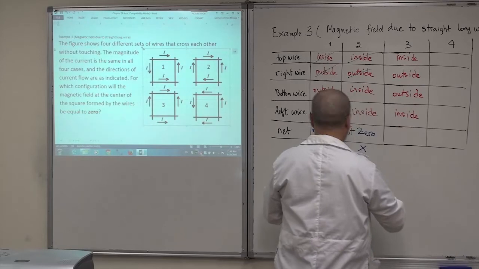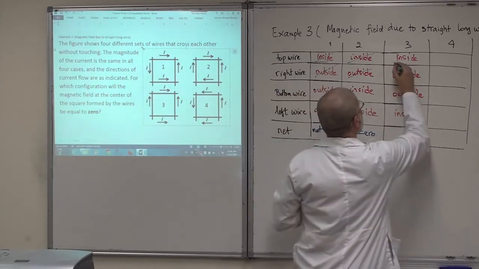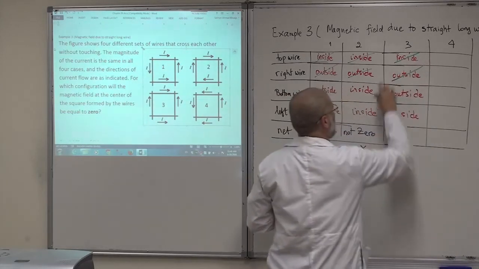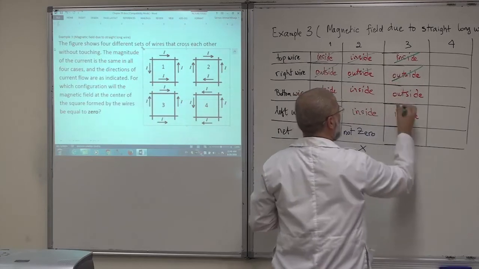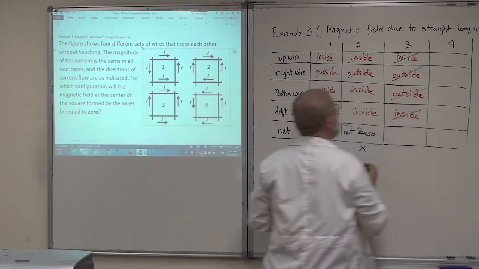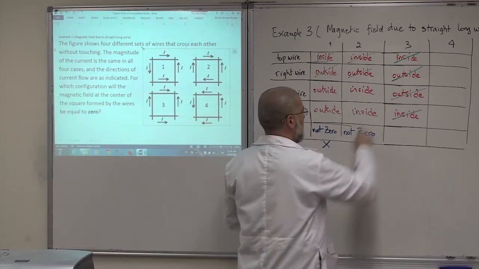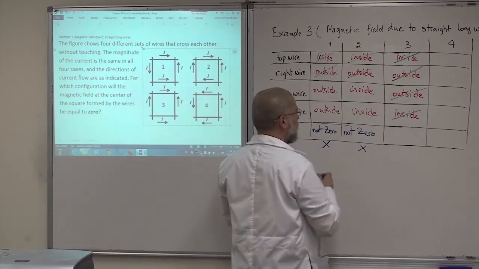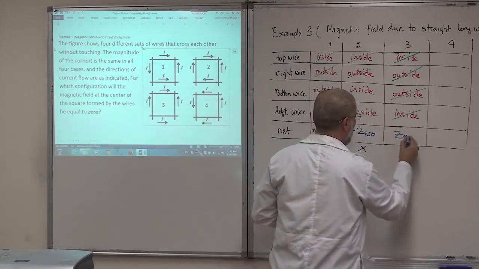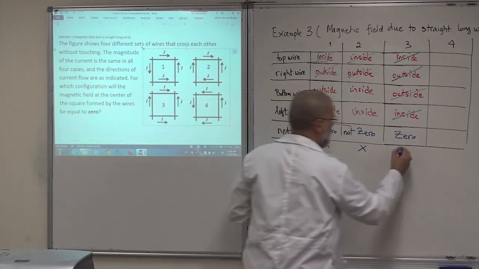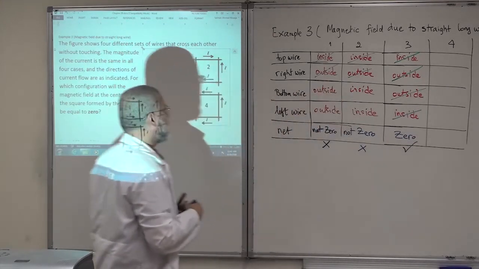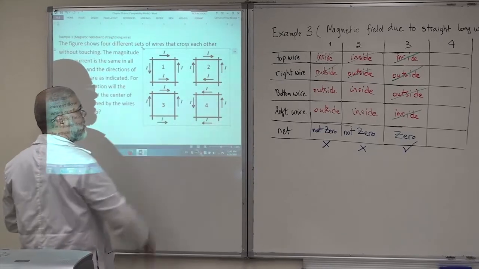You notice here that this inside and this outside cancel each other because they have the same magnitude and opposite direction, and this outside and the inside cancel each other because they have the same magnitude and opposite direction. So here the net magnetic field will be 0, and this is the case we are looking for. So configuration number 3 is the correct one.